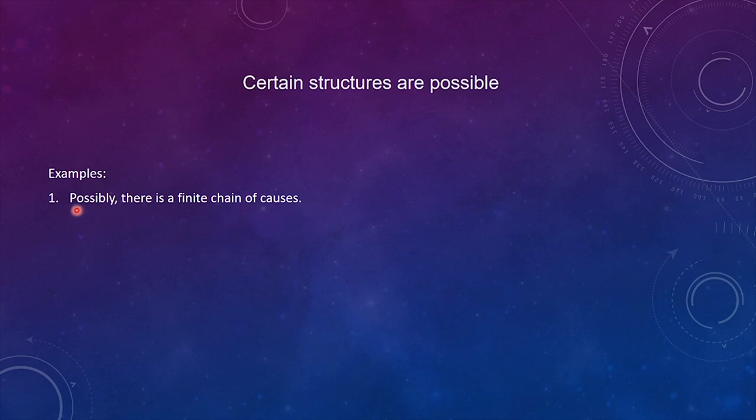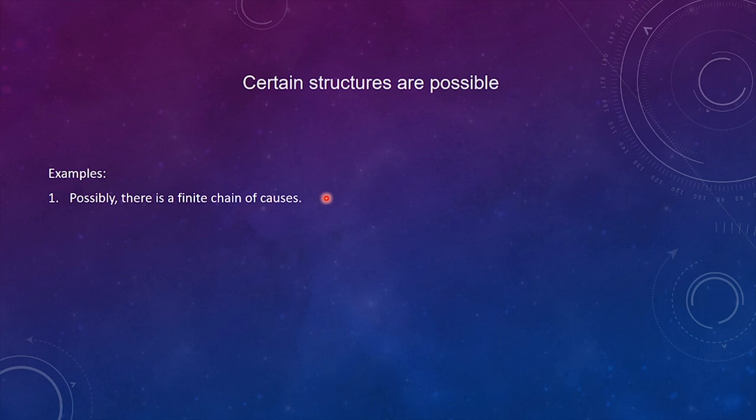Now, what does this term possible mean? There are different notions of possibility. For our purposes, I'm going to think of possibility as consistent with any necessary truths of reason. A necessary truth of reason would be like 1 + 1 = 2. When you understand the terms used to express the proposition, your mind can see that the proposition is true. So any proposition that's consistent with the necessary truths of reason, I'm going to call that possible. So this is a kind of minimal notion of possibility here. Possibly, consistent with reason, there is a finite chain of causes. So that would be an example of a premise that would express a certain possible structure of reality.